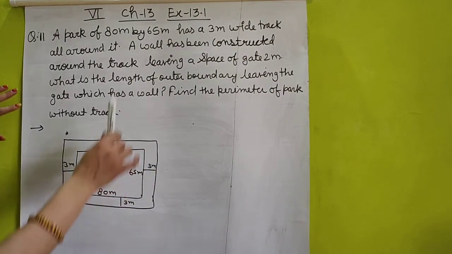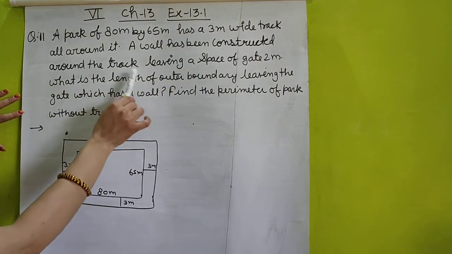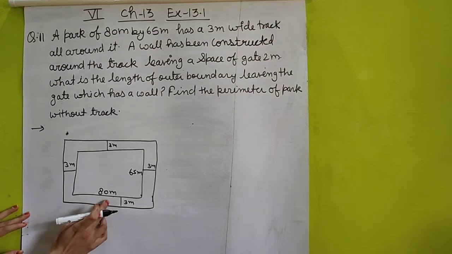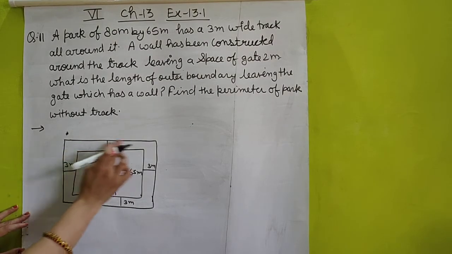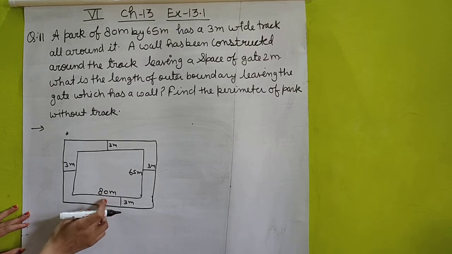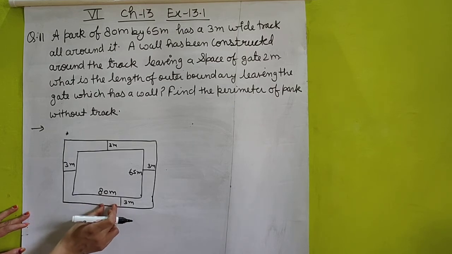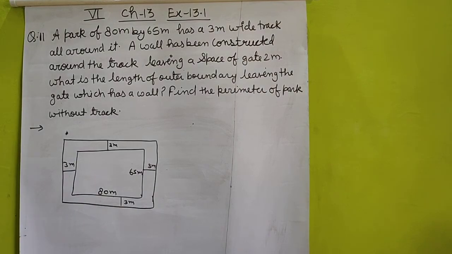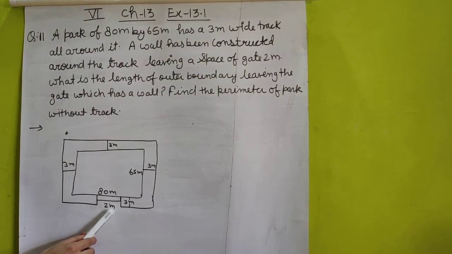Now they are saying a wall has been constructed around the track, leaving a space for a gate of 2 meter. From here, students, they have constructed a wall around it. But they have left a space of 2 meter from here for the gate. So students, you can see here I have made the space for the gate, 2 meter.